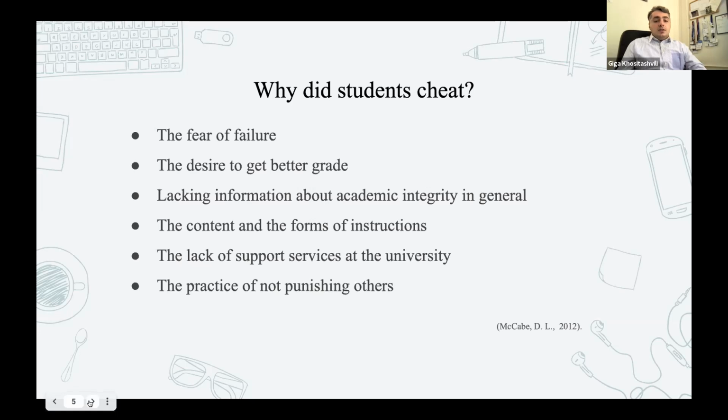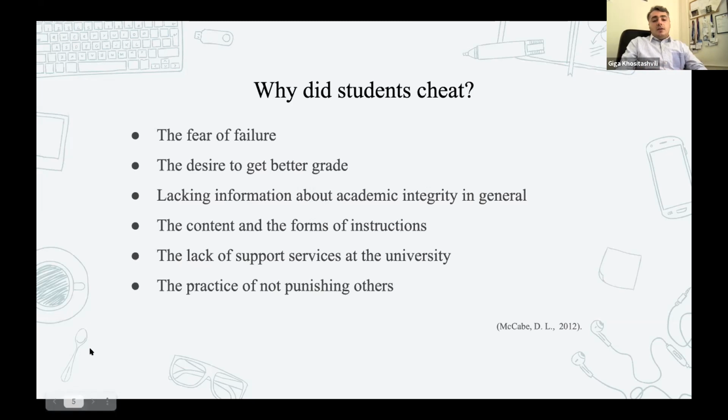Also, the content and the forms of instructions, especially when it comes to distance learning, because during this time the communication might not be at as high a level as during face-to-face instruction, and sometimes students might lack these instructions. So it might happen that they simply do not understand what the assignment is, what is the task that they have to do. Also, one of the key reasons is lack of support services at the university, and by support services I mean the academic services accessible for students and academic staff.